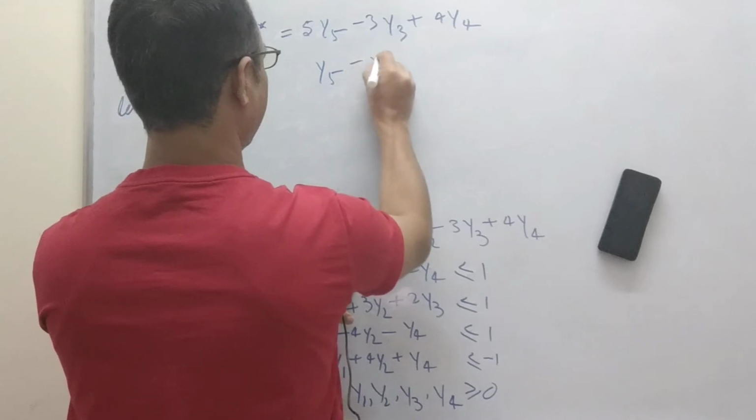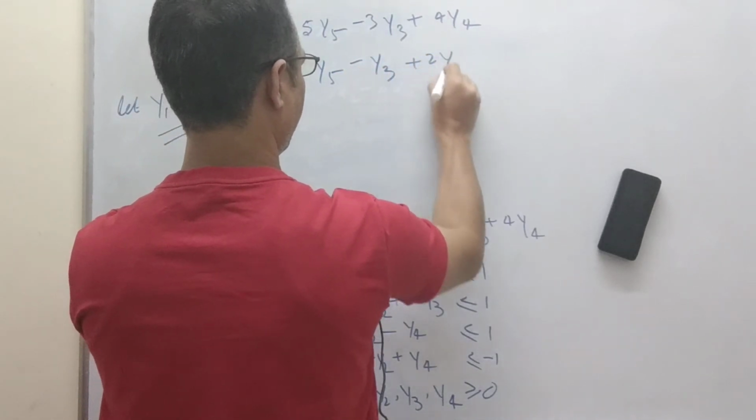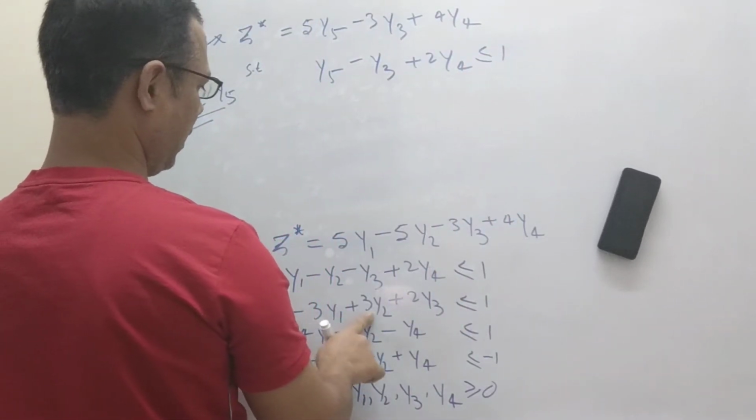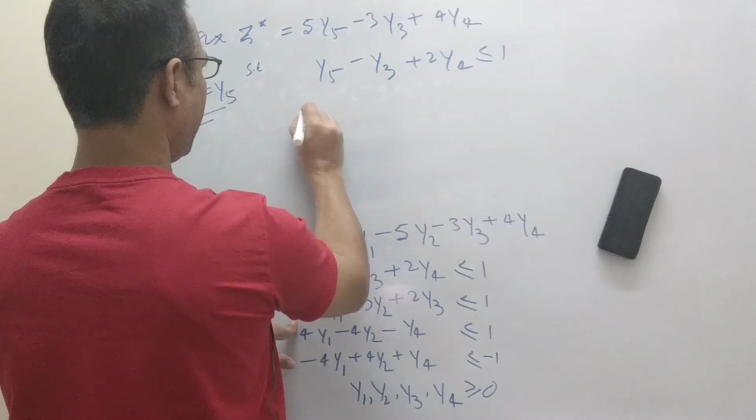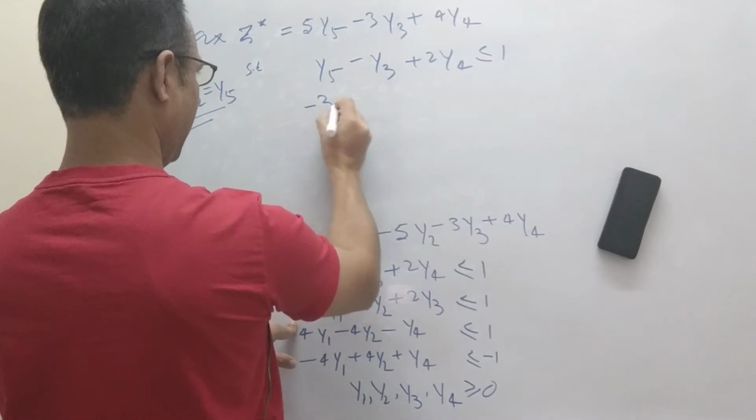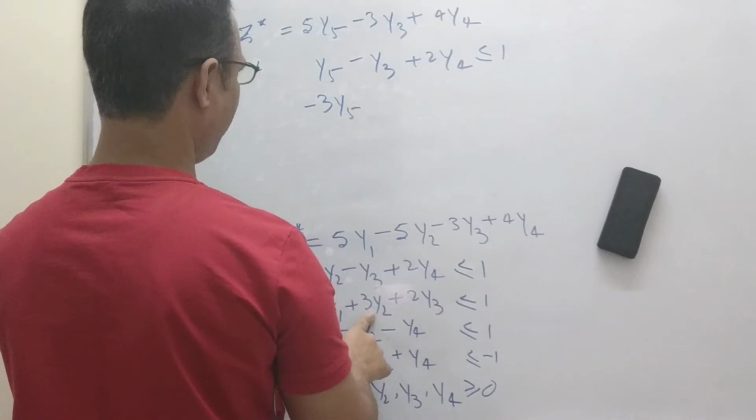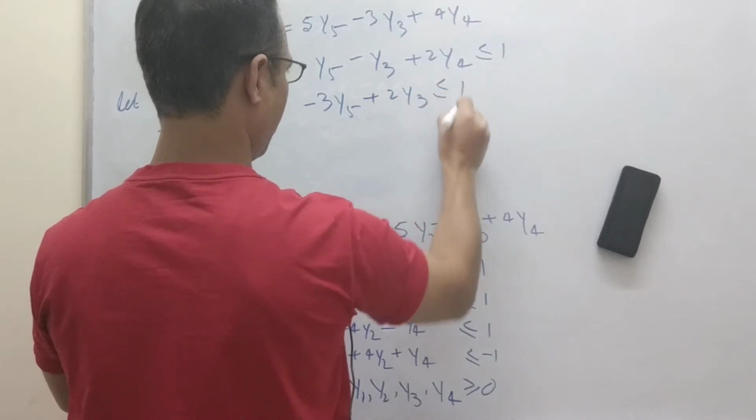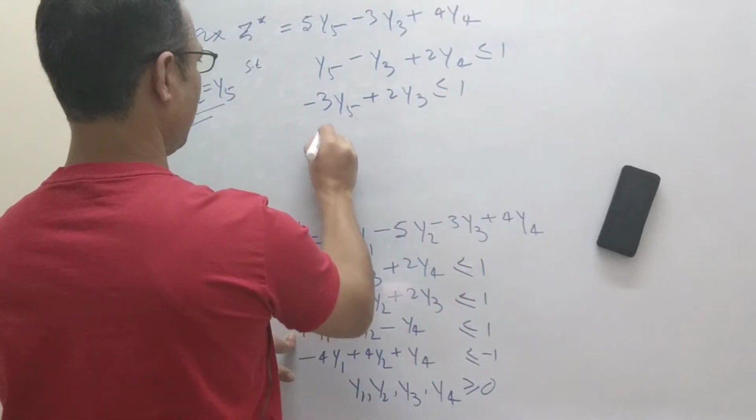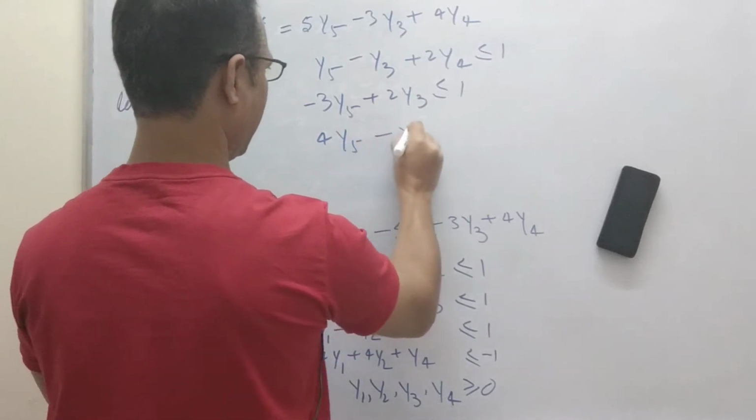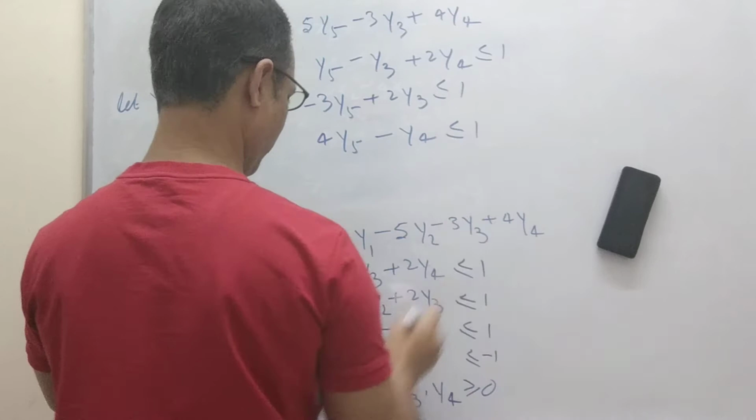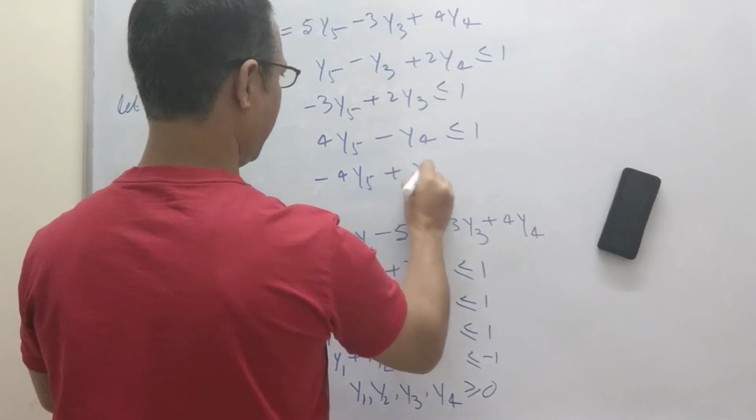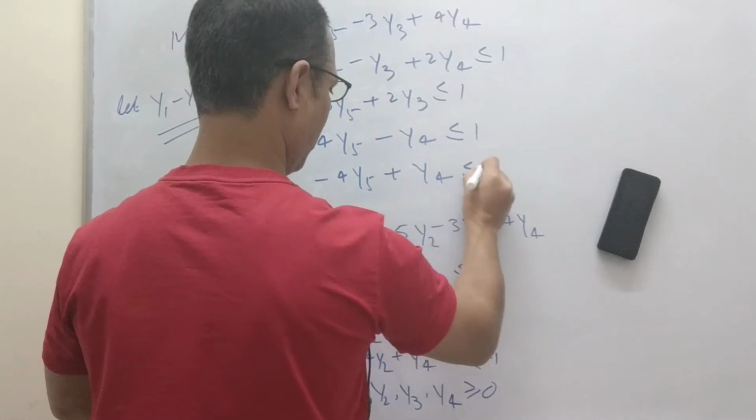directly with y5 minus y3 plus 2 y4 less than or equal to 1. Here also, if we take the common 3, then minus 3 y5, because y1 minus y2 will give minus 3 y5 plus 2 y3 is less than or equal to 1. Here also y1 minus y2 is common, so 4 y5 minus y4 less than or equal to 1. Here also y1 minus y2 is common, so minus 4 y5 plus y4 less than or equal to minus 1.